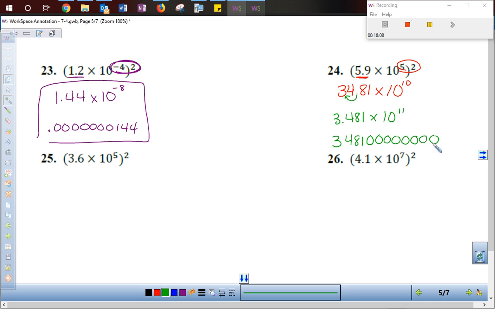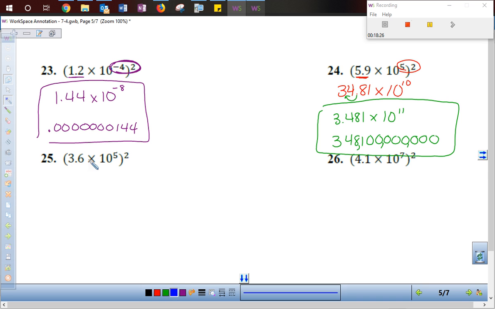Then go back through and put in your commas. 1, 2, 3, comma, 1, 2, 3, comma, 1, 2, 3, comma. So 3.481 times 10 to the 11th is really 348,100,000,000. Let's try it again on number 25.